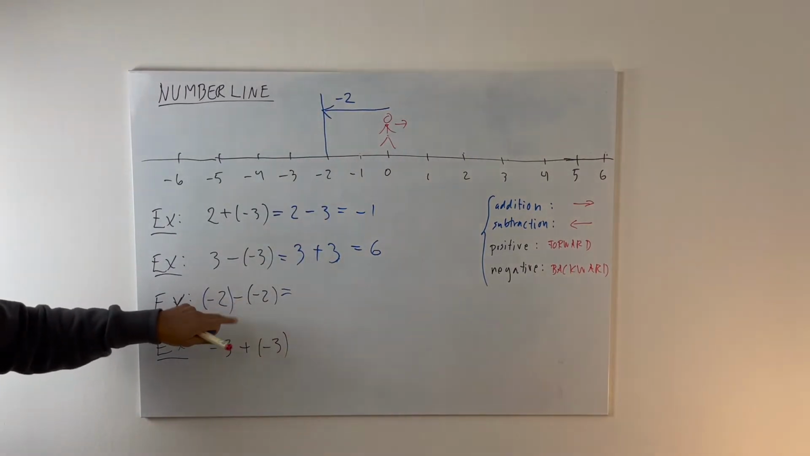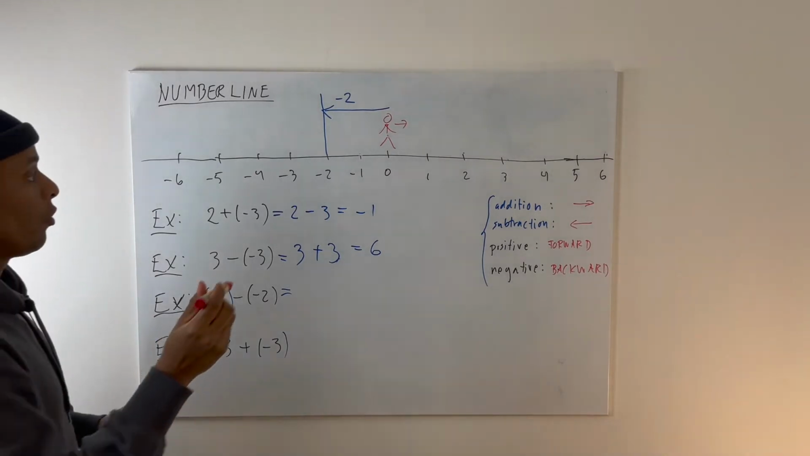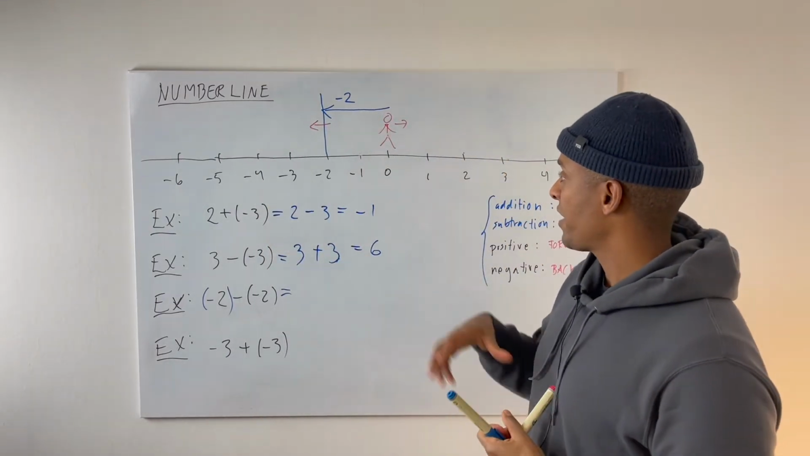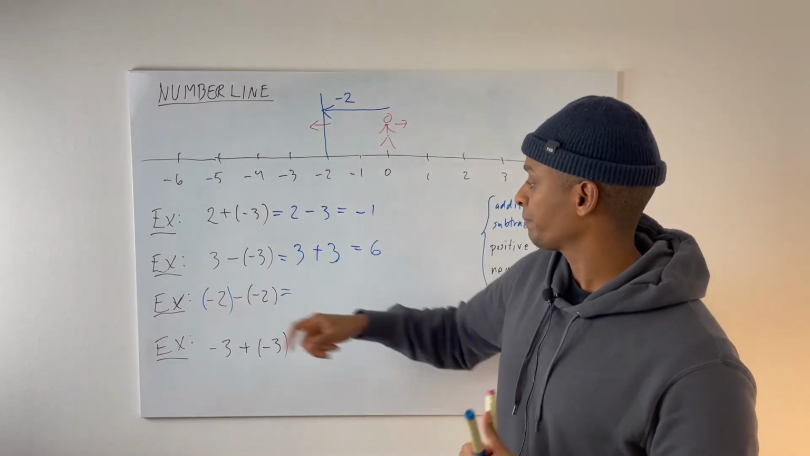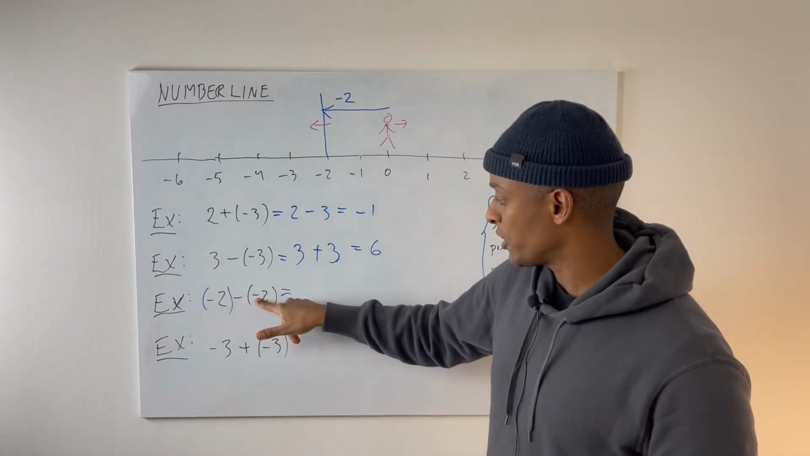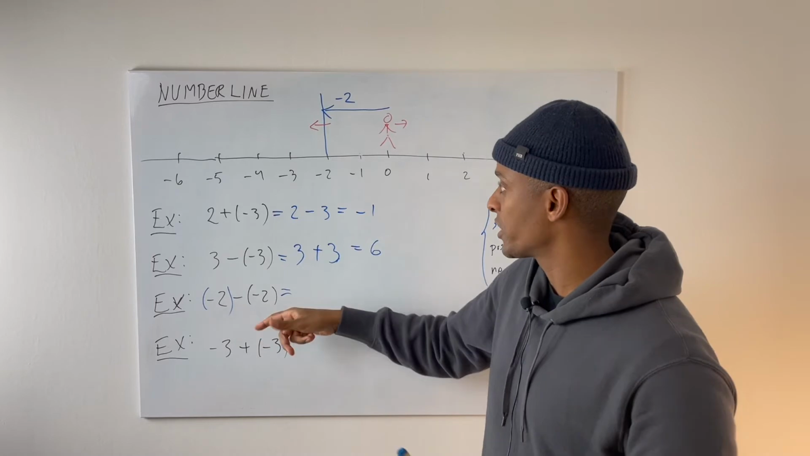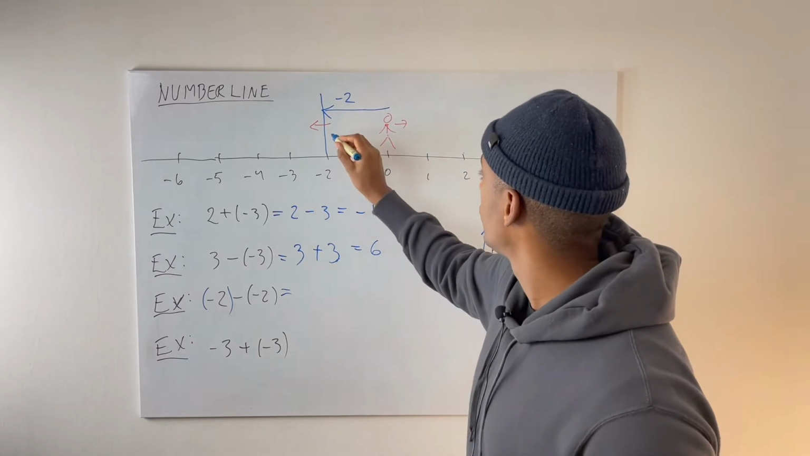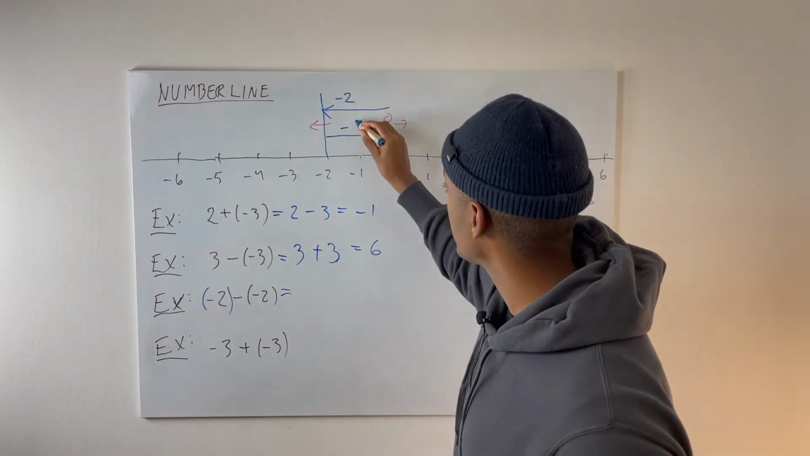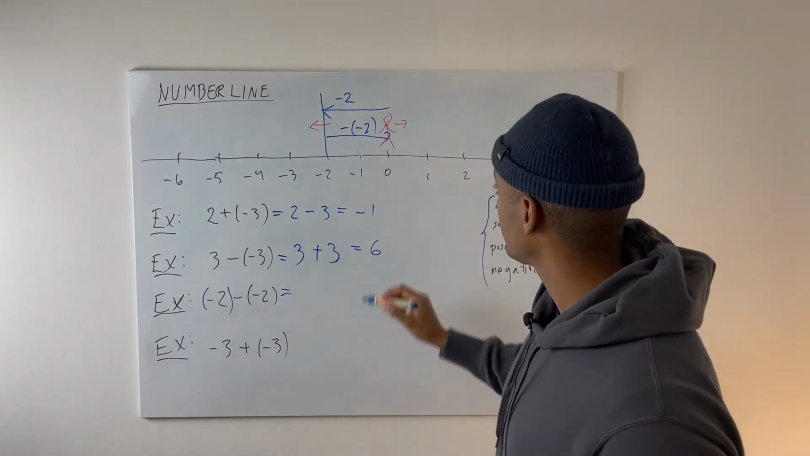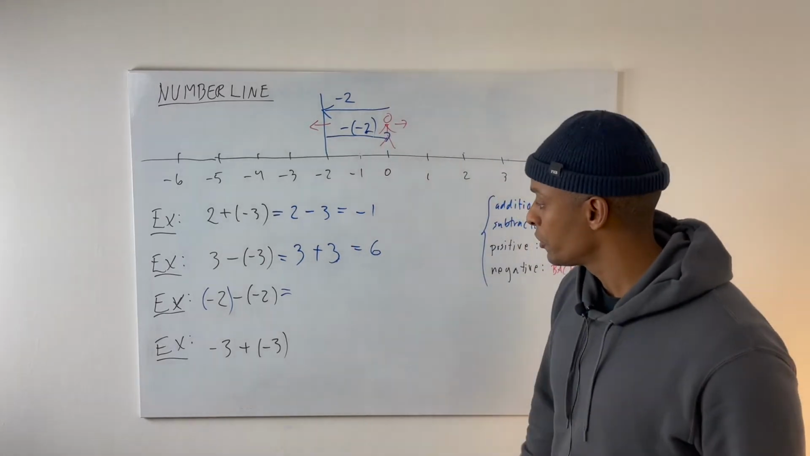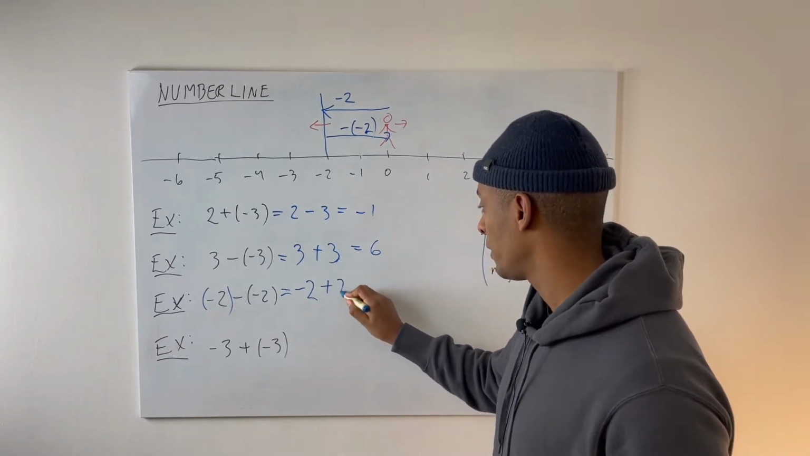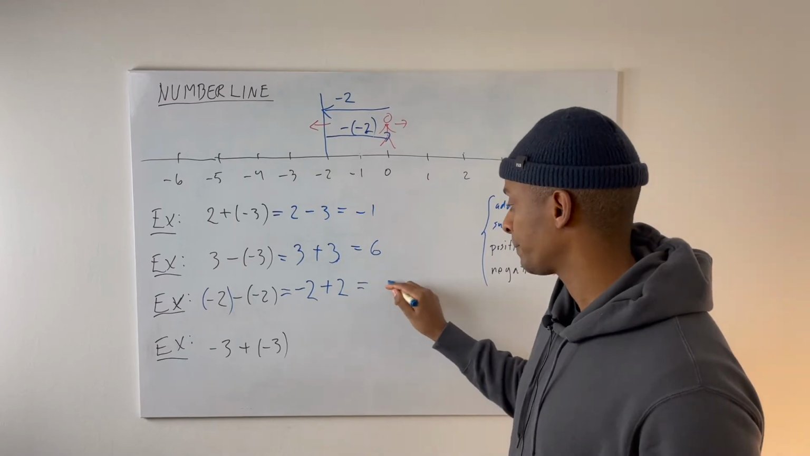Now we have subtraction. Subtraction means we're going to switch. Now we're facing this way. We're facing this way because of this minus sign here. And then we're going to go minus 2. We're going to go again 2 steps backwards. But now we're facing this way. So we're going to go back where we came from. So this part here is minus 2. And we were back again at 0. So basically minus 2 minus minus 2, we can think of it as plus 2. Minus 2 plus 2 equal 0.